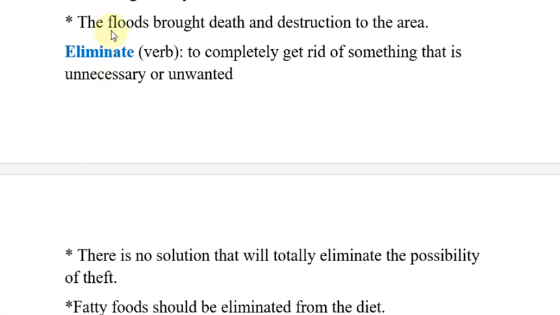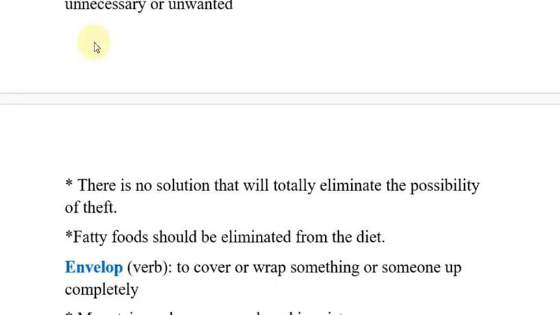We have a good word here: eliminate. Eliminate, to completely get rid of something that is unnecessary or unwanted. There is no solution that will totally eliminate the possibility of theft. Fatty foods should be eliminated from the diet.